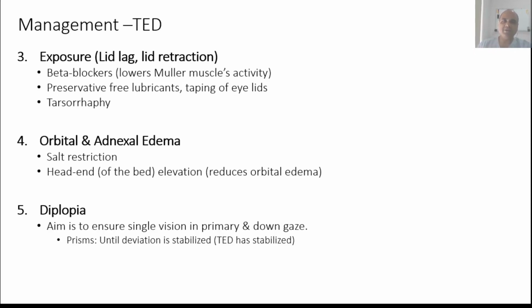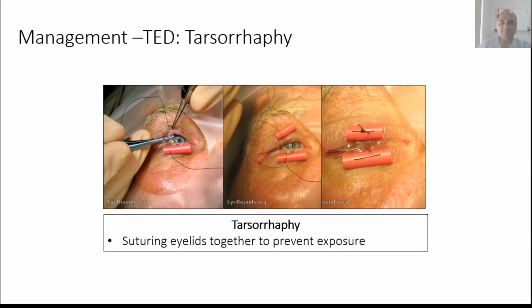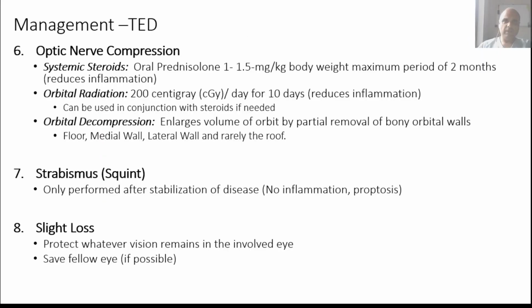So if you're not clear about what diplopia is, we'll talk about it there as well. So you give prisms, and once the disease has stabilized, you can think about doing muscle surgery, which again we'll talk about when we talk about strabismus. This is tarsorrhaphy. We have seen this picture before in context of keratitis. In this case, it's being done not to prevent corneal perforation, but to prevent effects of exposure.